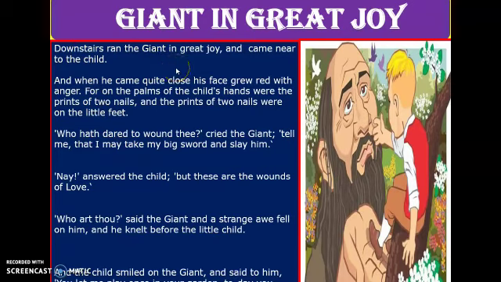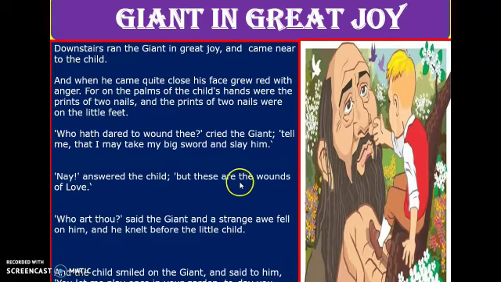He ran downstairs in great joy, came near to the child, but when he came quite close, his face grew red with anger, and on the palms of the child's hands were prints of 2 nails, and the prints of 2 nails were on the little feet. Who had dared to wound thee? Cried the giant. Tell me, and I may take my big sword and slay him. The giant was very angry. Who has given you these wounds? I am going to take my sword and I am going to kill that man.